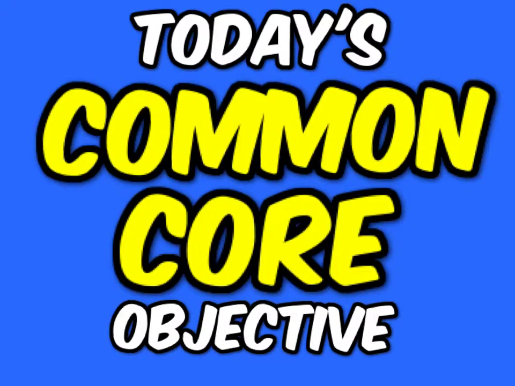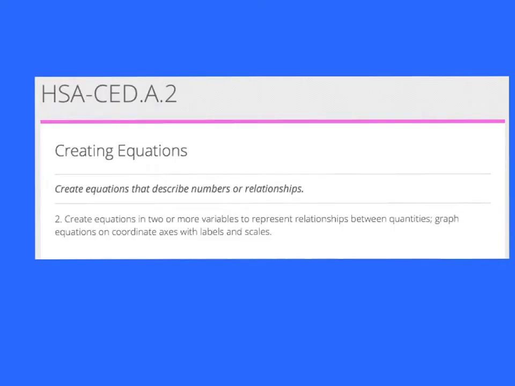The objective today is going to be A2, create equations that describe numbers or relationships. And what we're doing now is graphing equations. And we're going to do a bunch more of this before we even get into the true value of that objective. All right, example 1.